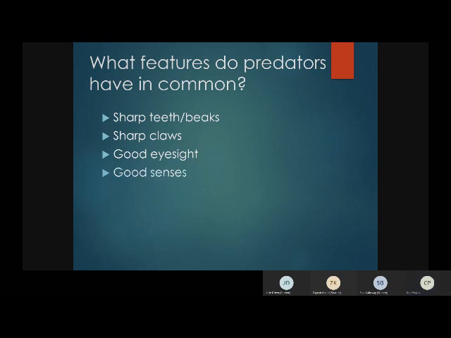Generally, good sense of smell. You look at, for example, the bloodhound. If you spread out all the sensory nerve endings in the nose of a bloodhound, it would cover about 1.5 sheets of A4. Compare that to a human: our sensory nerve endings cover about the size of a postage stamp. So a bloodhound is magnitudes more sensitive than we are to the sense of smell.